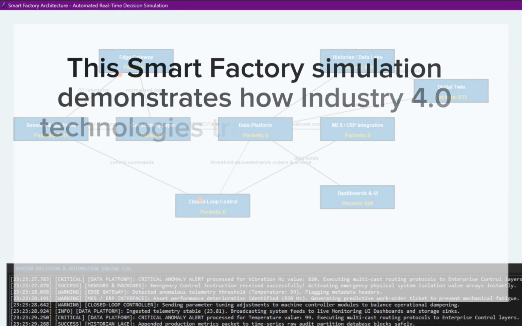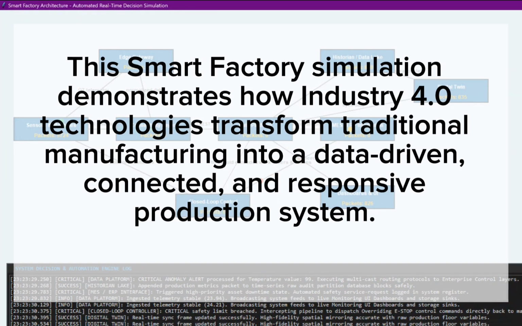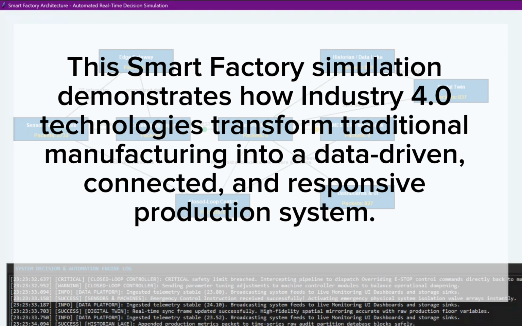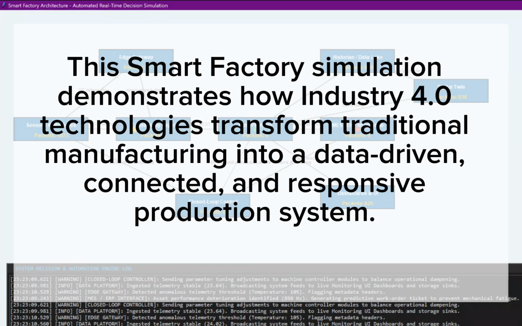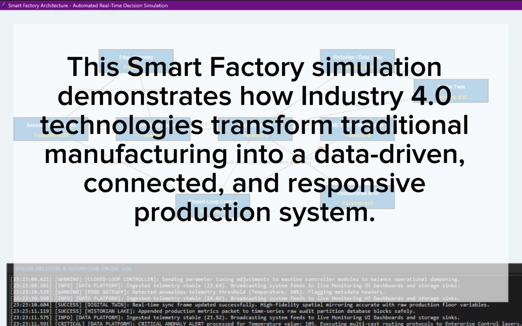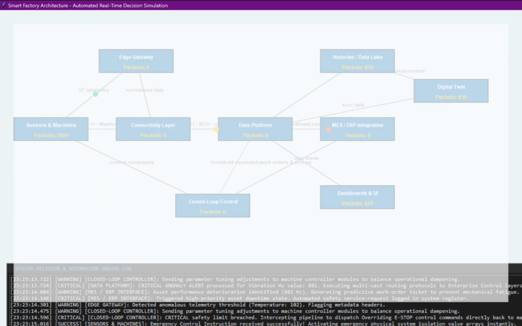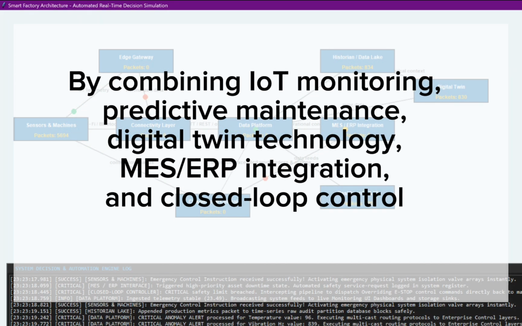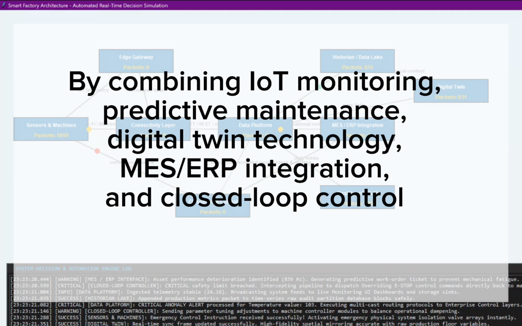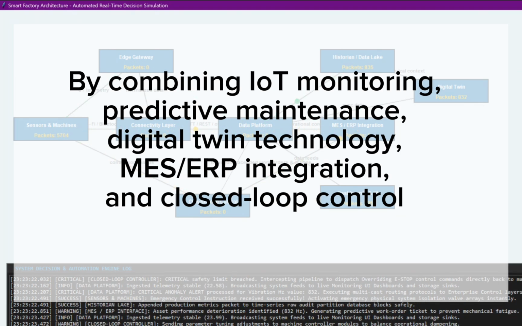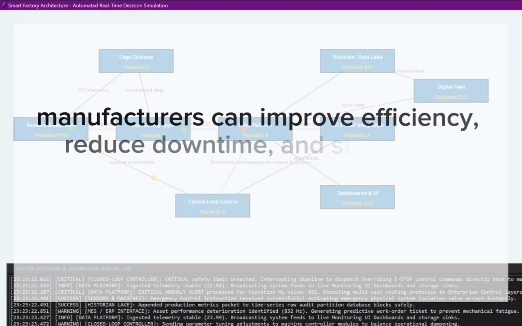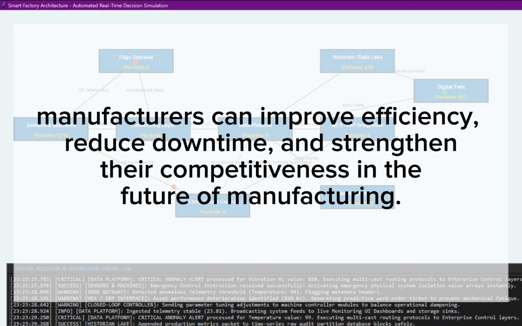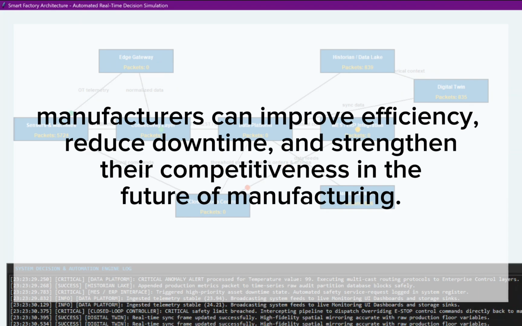This Smart Factory simulation demonstrates how Industry 4.0 technologies transform traditional manufacturing into a data-driven, connected, and responsive production system. By combining IoT monitoring, predictive maintenance, digital twin technology, MES and ERP integration, and closed-loop control, manufacturers can improve efficiency, reduce downtime, and strengthen their competitiveness in the future of manufacturing.